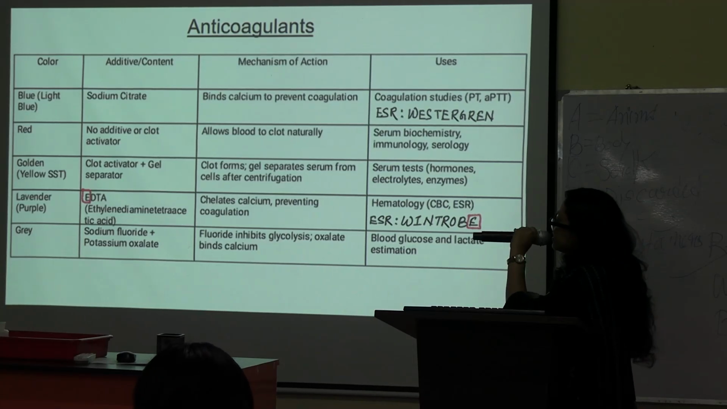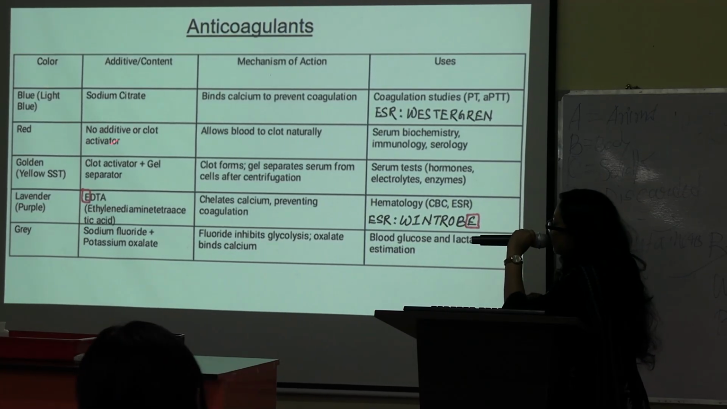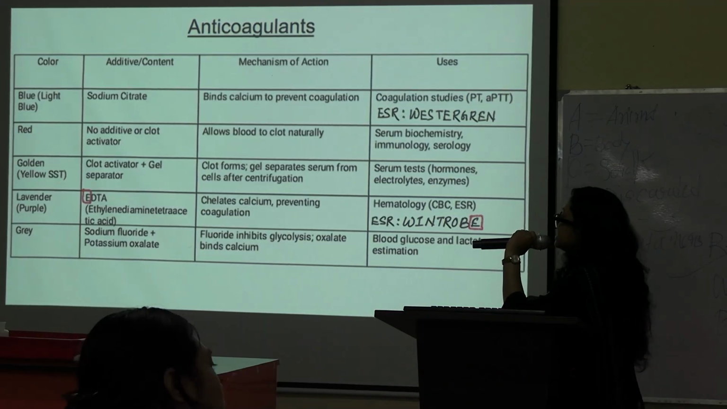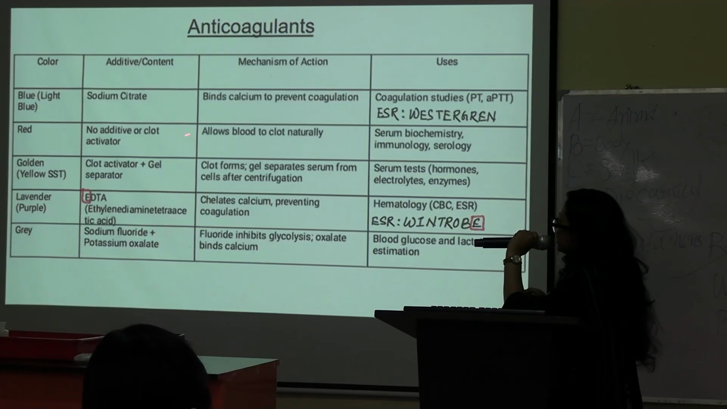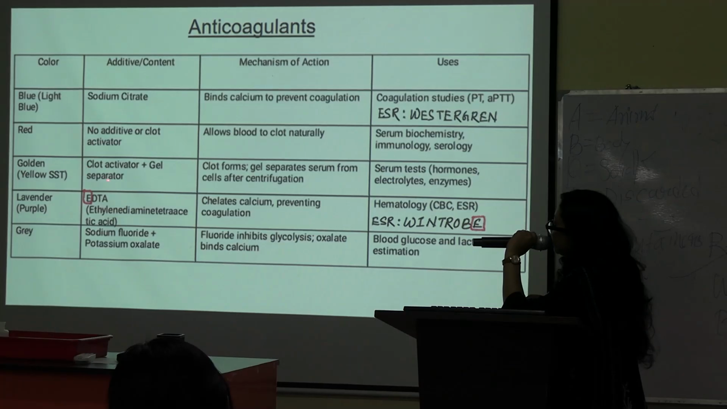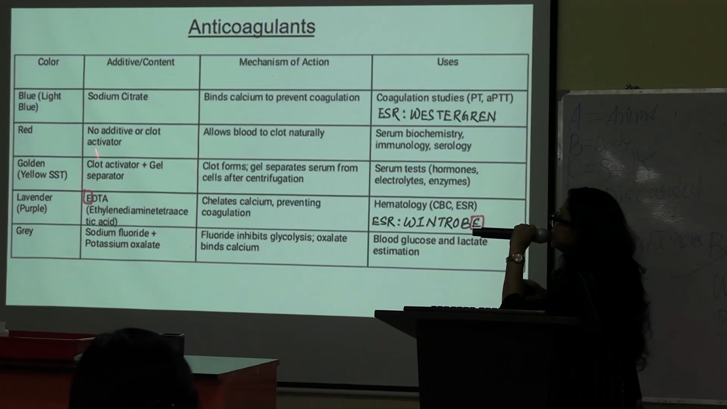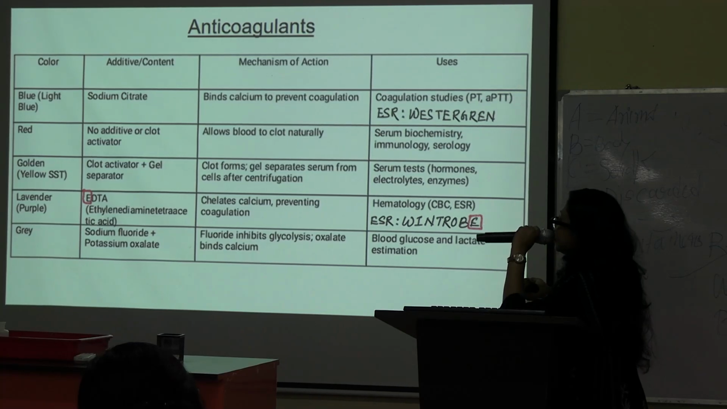So what is the difference? Only difference is that in red there is no additive or clot activator added, but in golden clot activator is added. So that's why, as there is no additive or clot activator, it allows blood to clot naturally, and here in the golden, as clot activator and cell separator is added, clot will be formed. So for both the cases, these two we are using for serum studies.